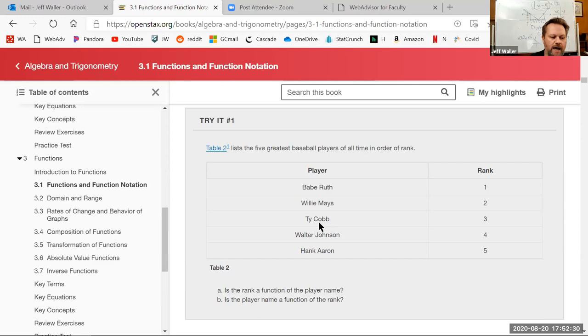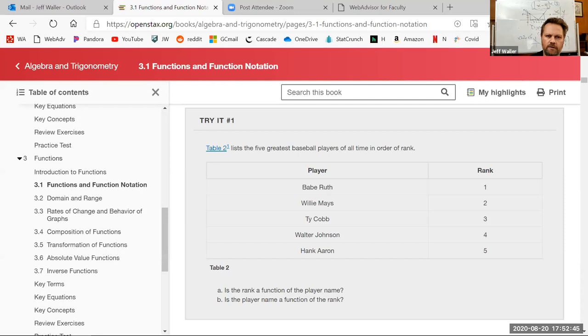But is this a one-to-one function? If I said Ty Cobb, can you tell exactly what his rank is? Yes. If I say 4th ranked player, it only leads you to one person.